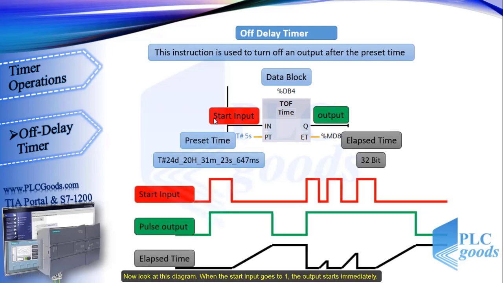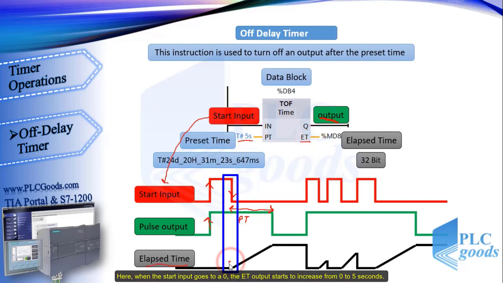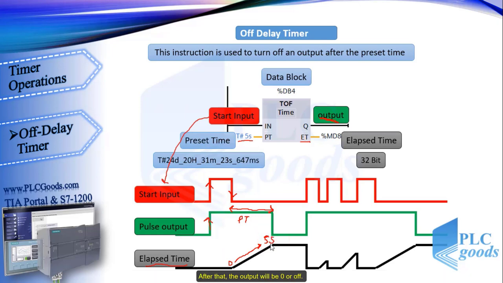Now look at this diagram. When the start input goes to 1, the output starts immediately. But when the start input returns to a 0, the output will be 0 after the preset time value. Here, when the start input goes to a zero, the ET output starts to increase from 0 to 5 seconds. After that, the output will be zero or off.